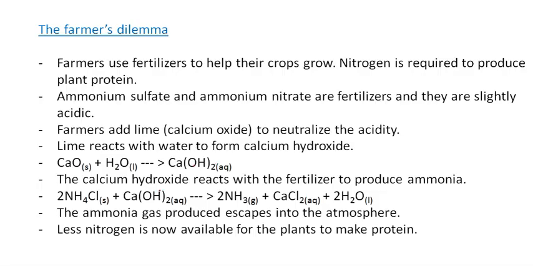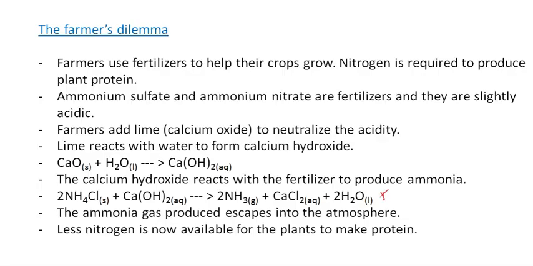The calcium hydroxide reacts with the fertilizer to produce ammonia gas. Right? Because remember, we just said that the fertilizers are acidic. So 2NH4Cl plus Ca(OH)2 produces 2NH3 plus CaCl2 plus 2H2O.